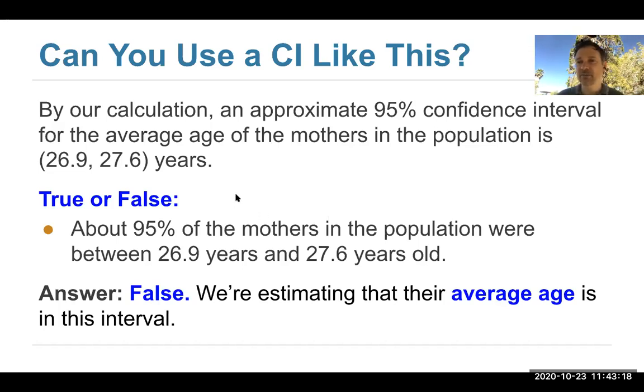Confidence interval is talking about the average of the population. It's talking about the parameter. All right, so you've got to be careful about what the confidence interval is telling you about. It's not telling you about a bin in the histogram of ages of the mothers. It's telling you about the average of that distribution, of that histogram.